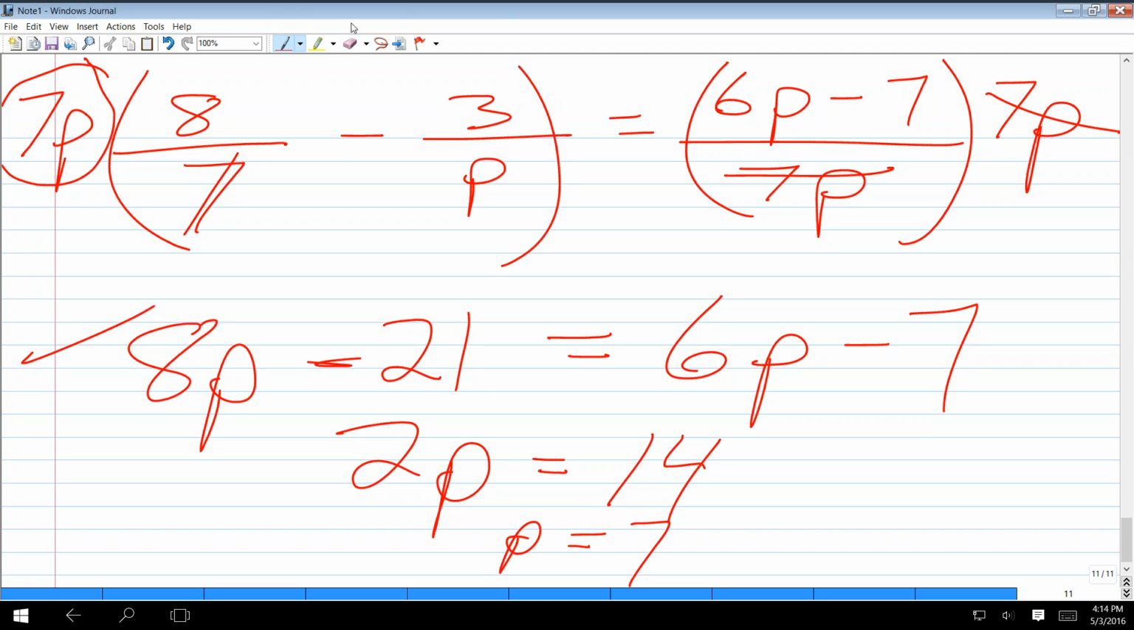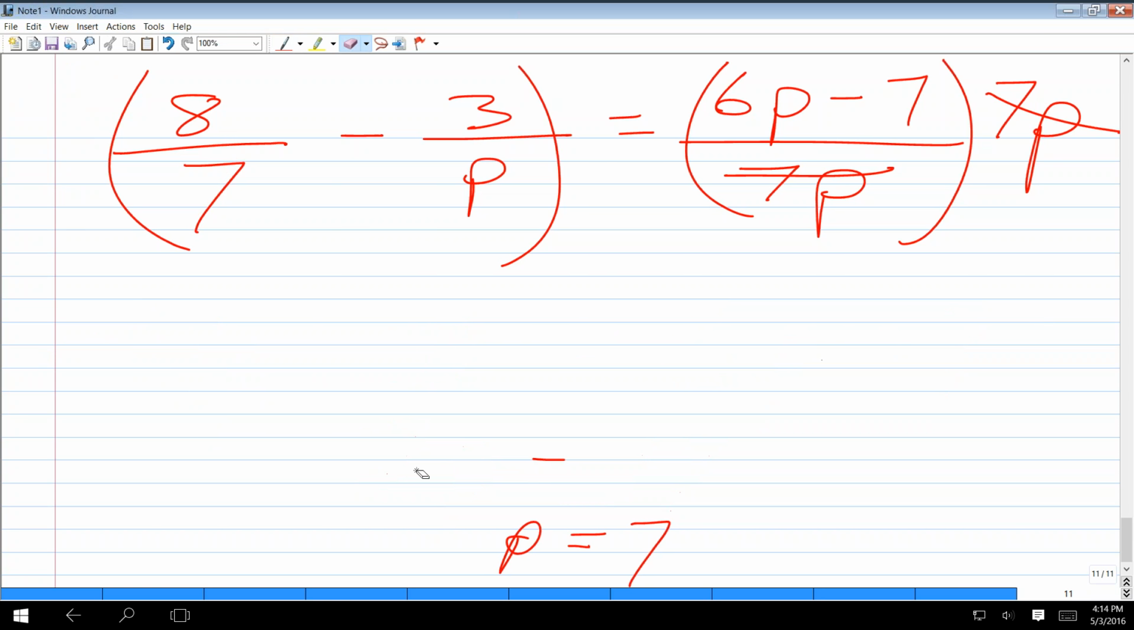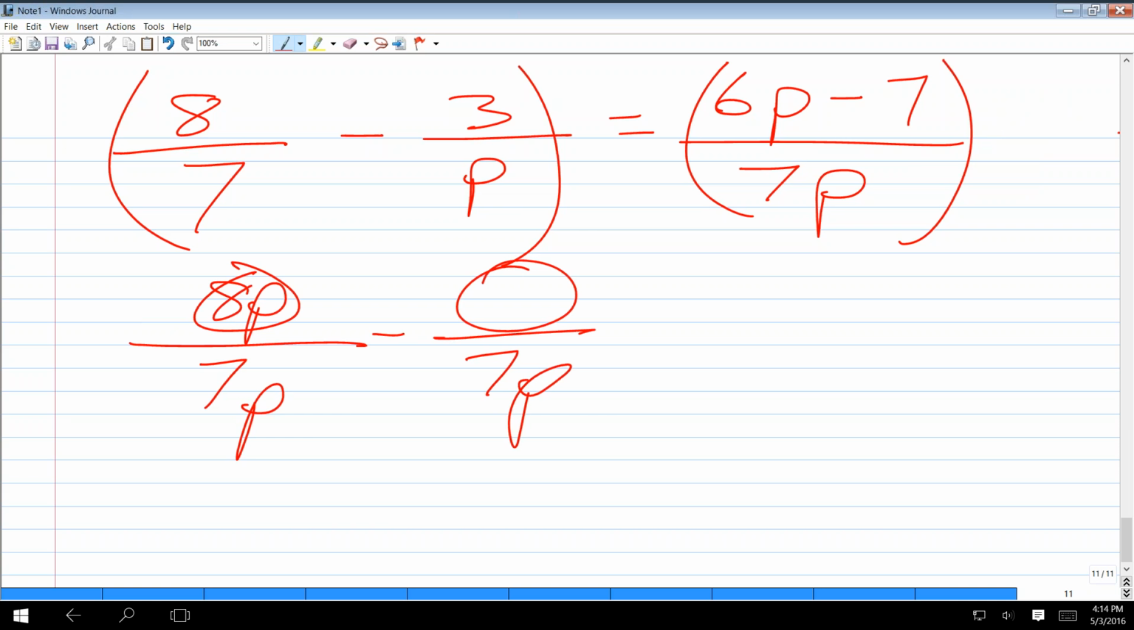Right. Okay. Now, let's just look real quick at how we would do this the traditional way and see if it's easier or harder. Well, it's going to be maybe easier. Common denominator is going to be 7p. What goes here? 7p, and now would be 8p. And what goes here? 21. And this is the way I set it up. And this works just fine.